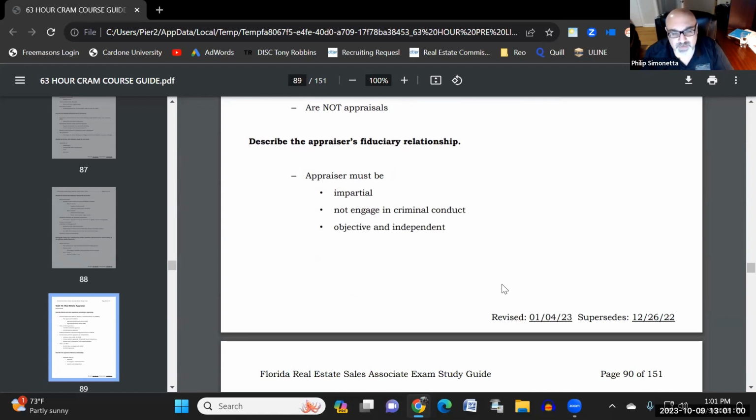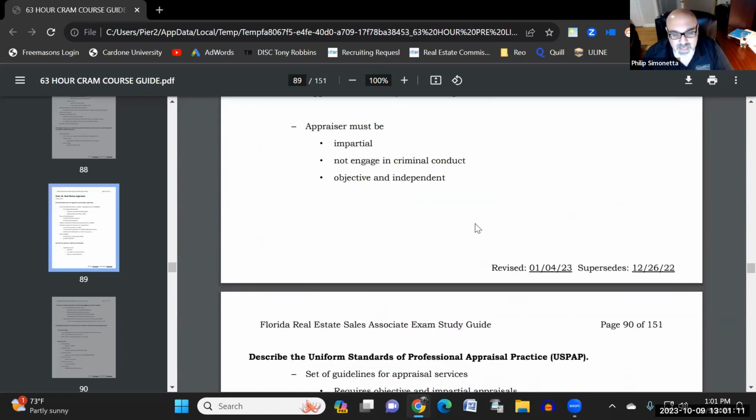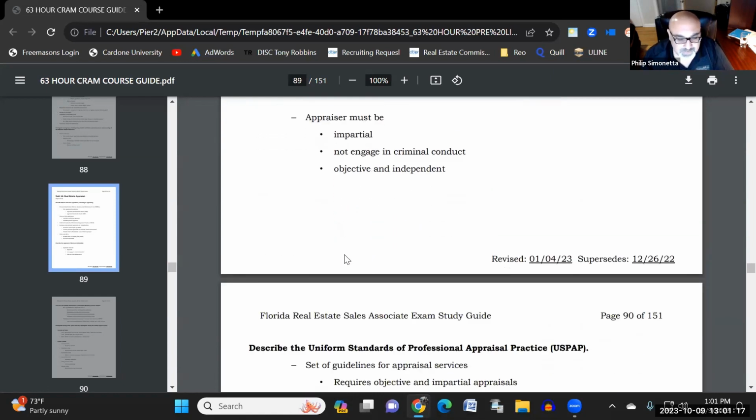We must describe the appraiser's fiduciary relationship. An appraiser must be impartial, not engage in criminal conduct, and be objective and independent, okay? They cannot deal with the seller or the buyer. Their fiduciary duty is to the bank, right? They owe the bank.